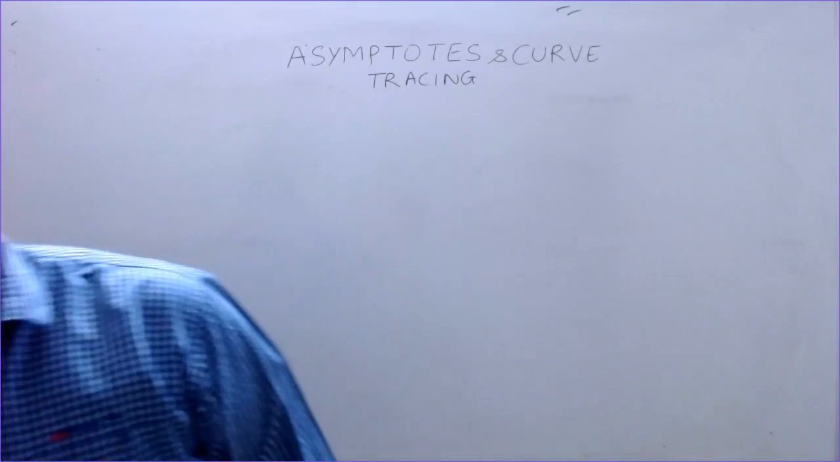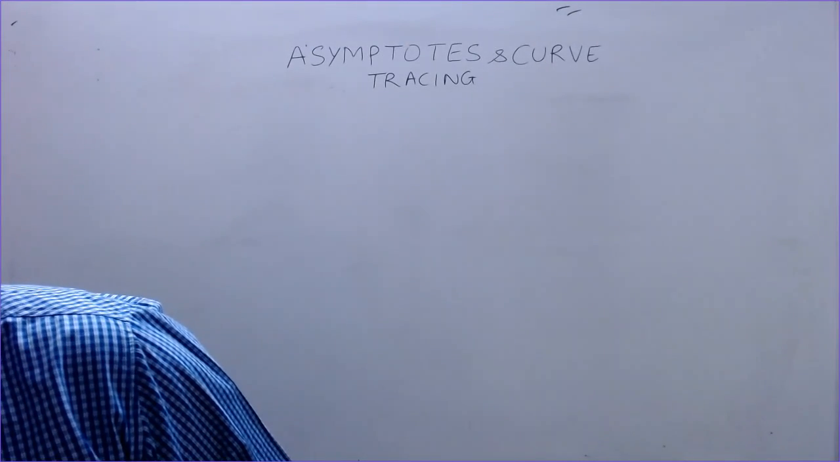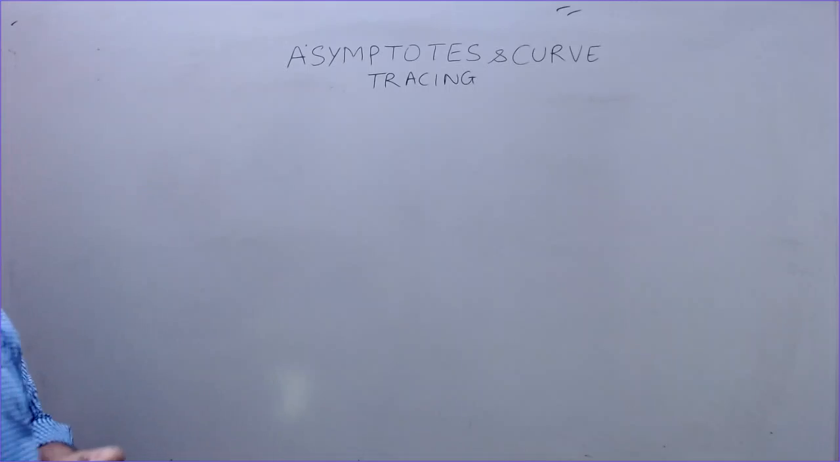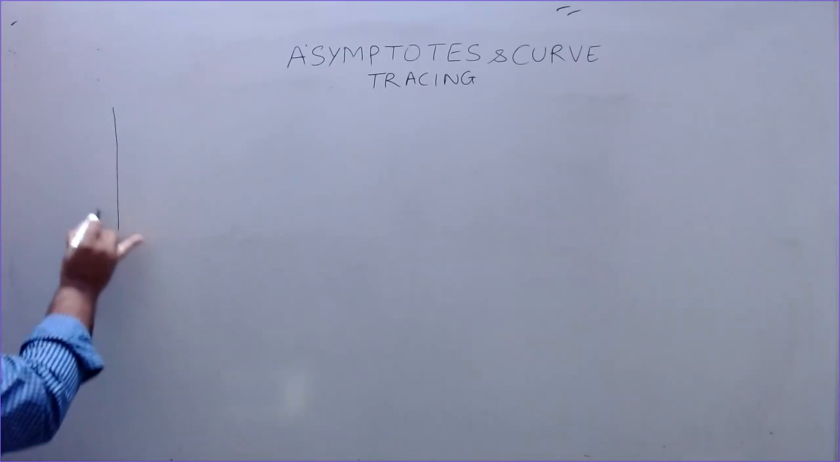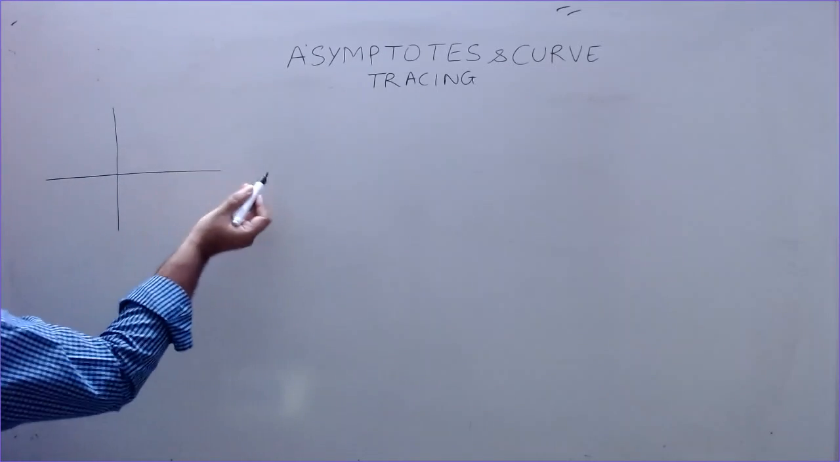So let us discuss asymptote first. What is an asymptote and how can we find the asymptote? An asymptote is a straight line to which a branch of the curve does not touch, or it is going to meet it at infinity.